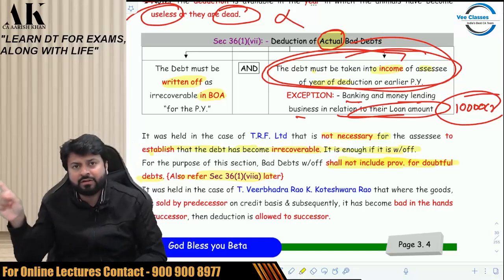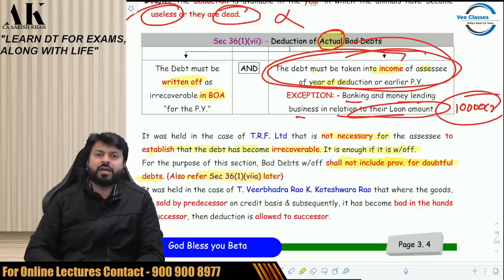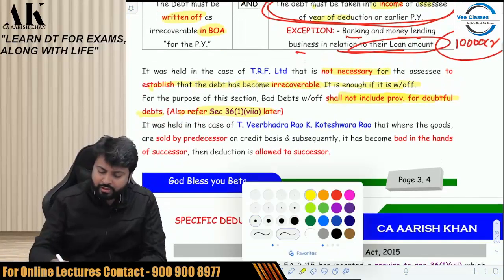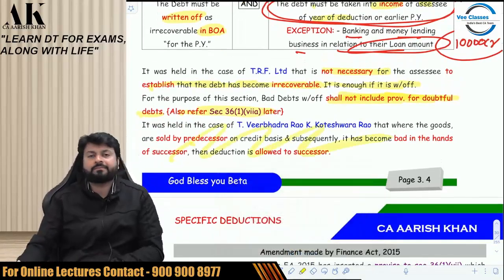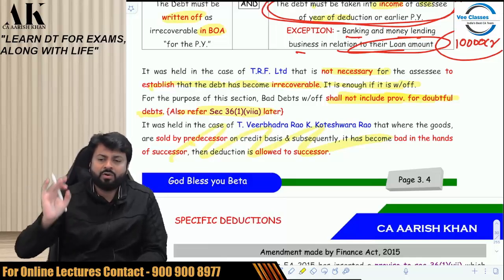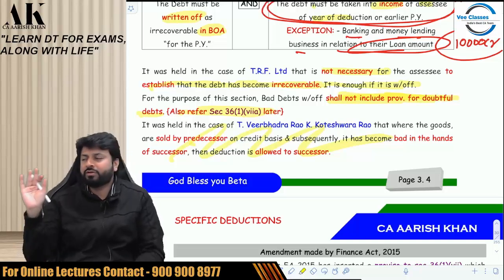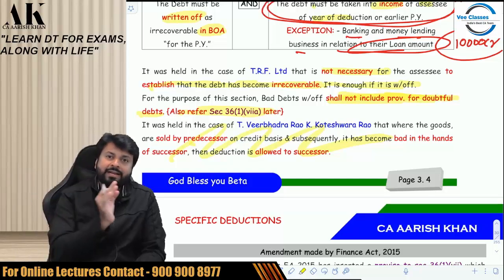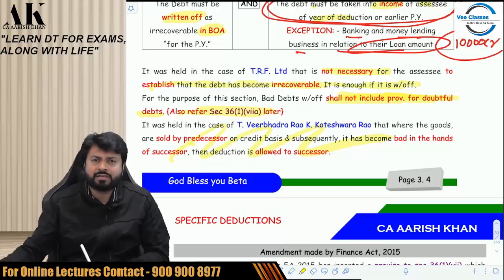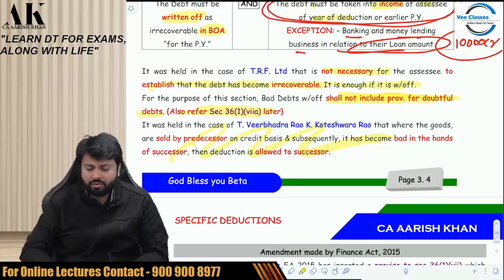Even if the goods are sold by the amalgamating company, the amalgamated company can claim that deduction as per the Supreme Court judgment in Veerabhadra Rao K. Koteshwara Rao. Just check this. The Supreme Court has held in the case of Veerabhadra Rao K. Koteshwara Rao that in case of amalgamation, if the goods are sold by the predecessor and the debt has become bad in the hands of the successor, then also the deduction of bad debt shall be allowed to the assessee. It will be allowed, don't worry. Okay, I hope it is clear to all of you.